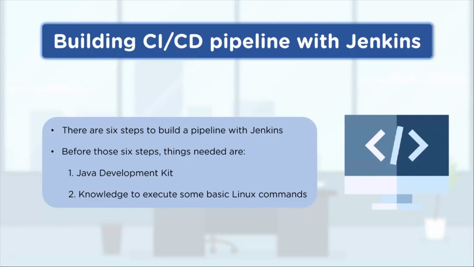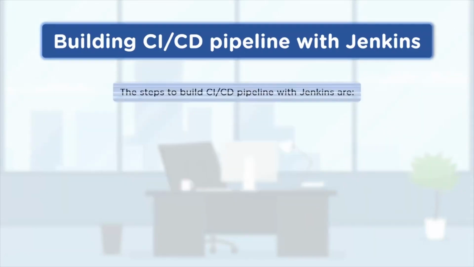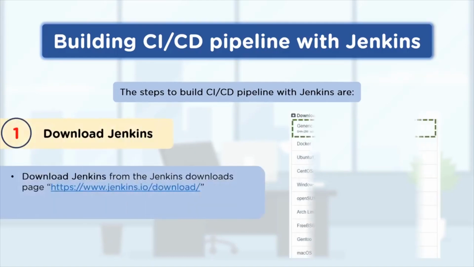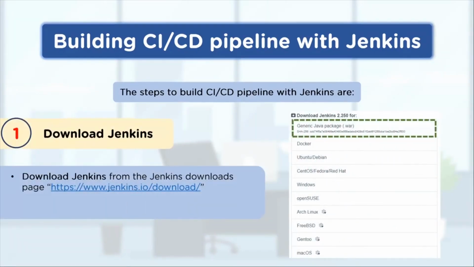And we need to have an understanding of certain Linux command execution, because we are going to run some installation steps and processes. So that's pretty much required. Now let's talk about how to build a CI/CD pipeline with Jenkins. First of all, you have to download the JDK and install it. After that you can go for the Jenkins download.